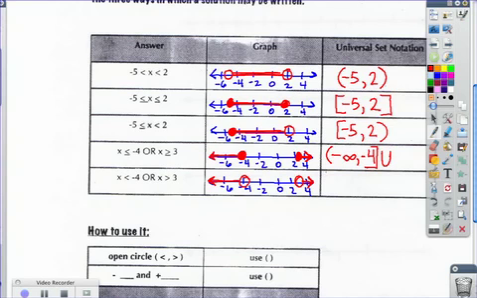In summary, we use an open circle for less than and greater than, and then we also use parentheses for the interval notation. When we have -infinity and positive infinity, we use parentheses. When we have a closed circle, or when we use less than or equal to or greater than or equal to, we use square brackets.